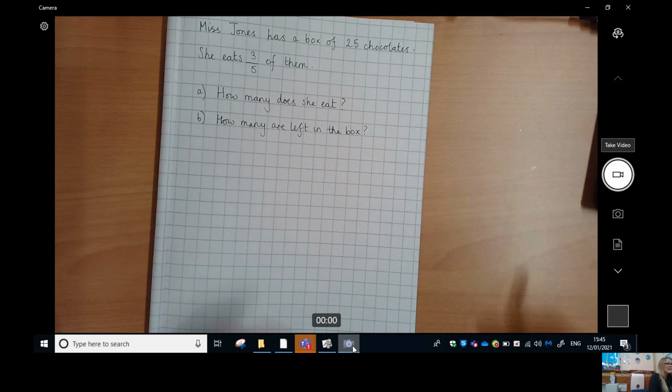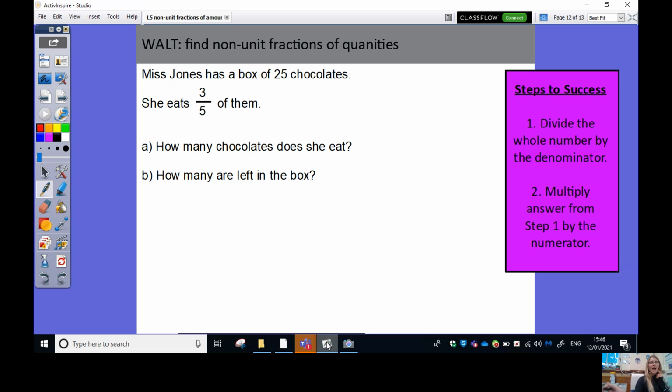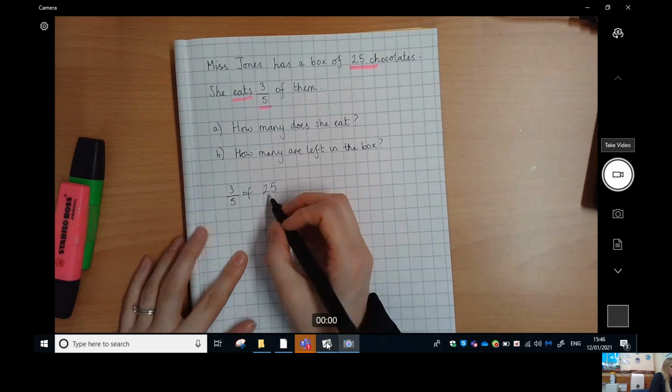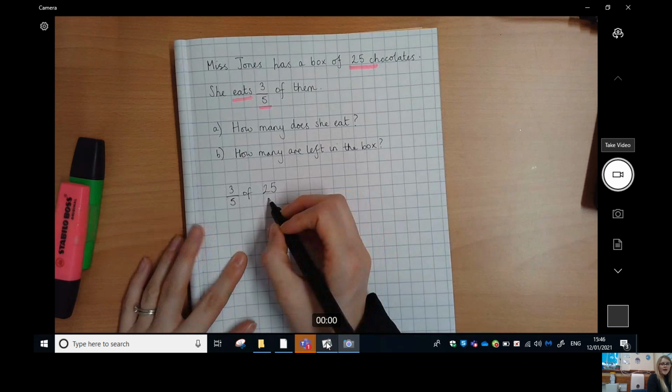So hopefully you've remembered the steps. If you haven't, let's just have a quick look, see if you can remember them in your head. So we're dividing the whole number by the denominator and multiplying by the numerator. Okay, so 25 divided by 5 is my first step. 25 divided by 5, 5, 10, 15, 20, 25. So it goes 5 times. 25 divided by 5 is 5.